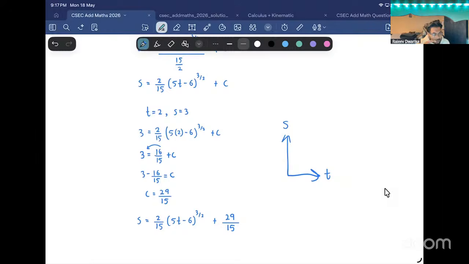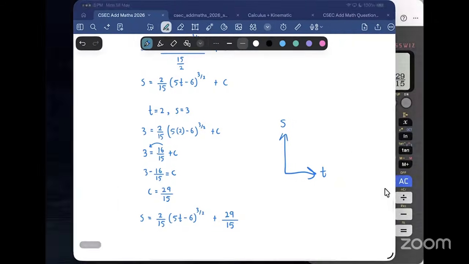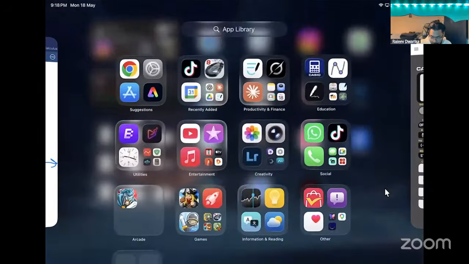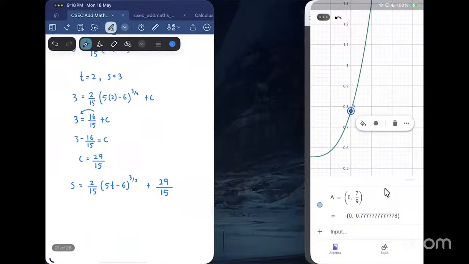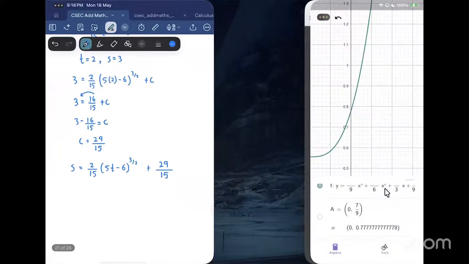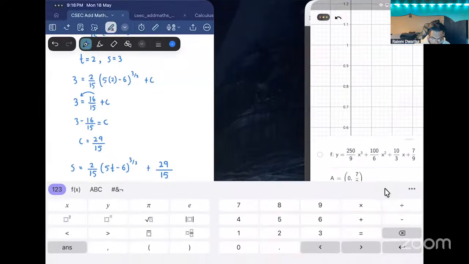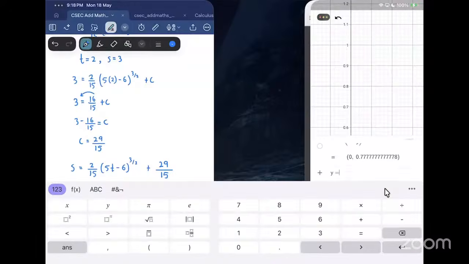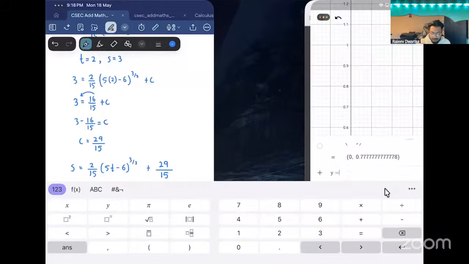But look at the condition they gave you. What was the condition they gave us? When t is 2, s is 3. So let's verify that. Do you trust maths? Of course. Always. Maths never lets you down. Nice. So I'm going to change the variables: instead of using s, I will use y, and instead of using t, I could use x.